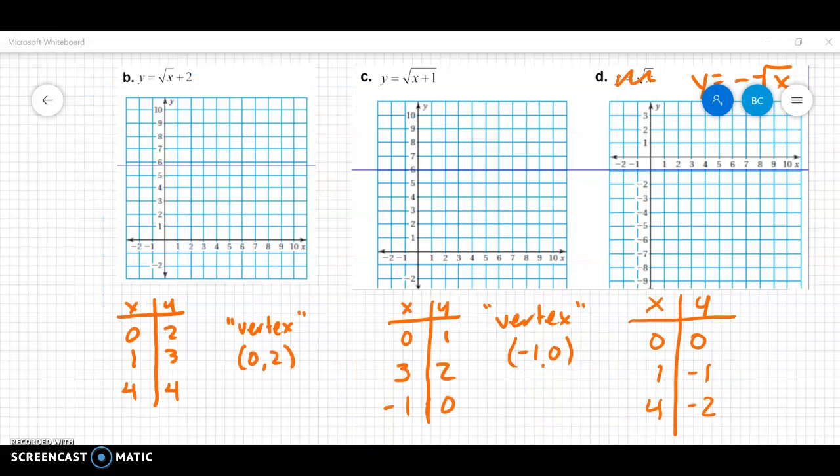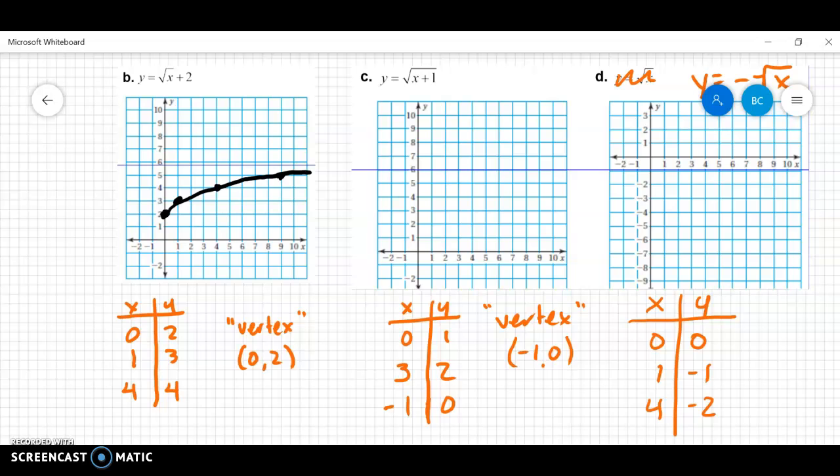So these were the other three graphs that you did in the warm-up in the journal. Again, I made a table for each of them. I looked and found what I would say is my starting point, where I'm going to start that graph. So I've got 0, 2, 1, 3, 4, 4. Again, notice if I call this the vertex, I'm going up 1, over 1, up 2, over 4, up 3, over 9. So that would be another point. So my graph looks like a parabola laying on its side.